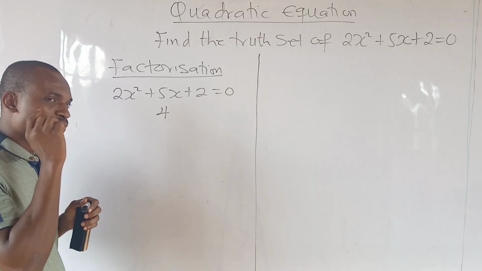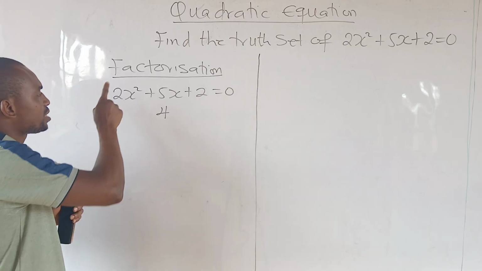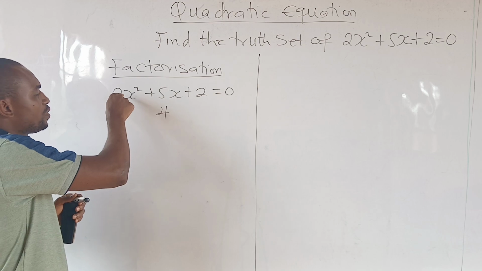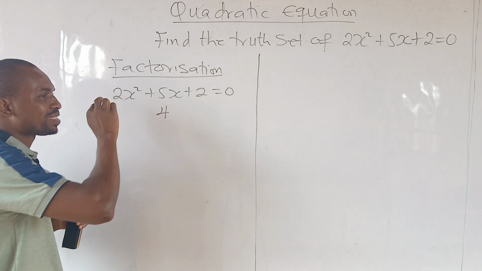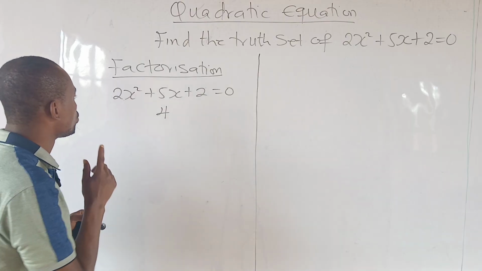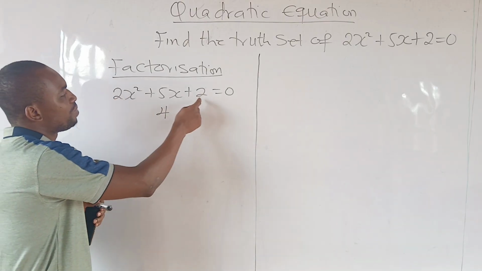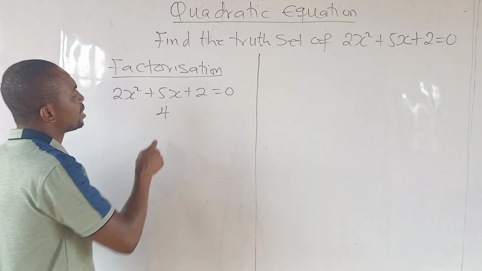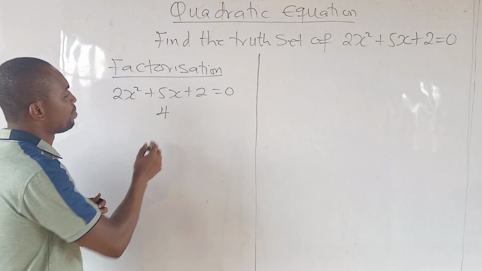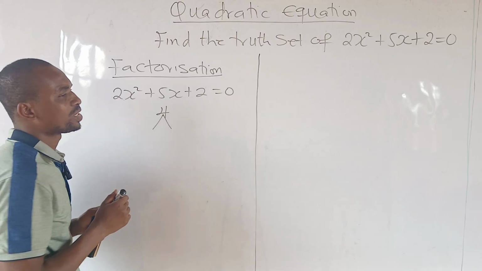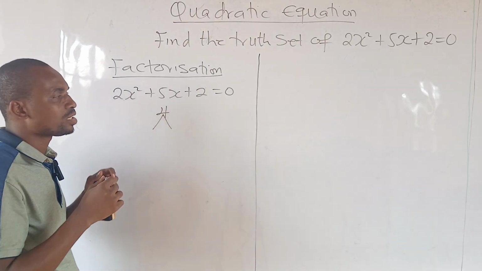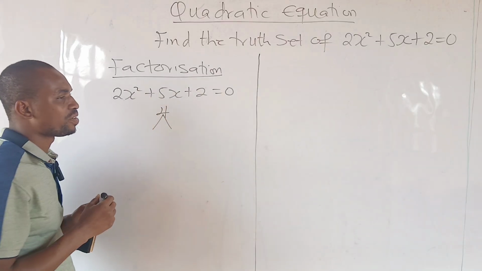So when you start, the first thing you have to note is to check the coefficient of the x squared here. If it is 1, you multiply it by the constant term. If it is 2, you multiply it by the constant term. So here you multiply the 2 here by the constant term 2 here. That gives us what? The 4. Then look for two numbers that, when you multiply, will give us the 4, but when you add, will give us 5.